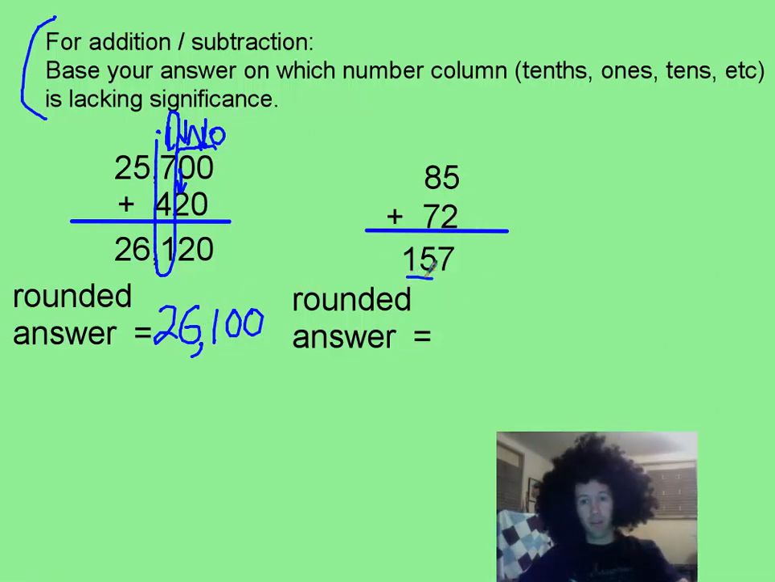Here, you go to 157. These are significant to the ones, and so it stays significant to the ones. Notice it's funny that this had 2 sig figs, this had 2 sig figs, and this now has 3. So you can gain significant figures when you are doing addition and subtraction.